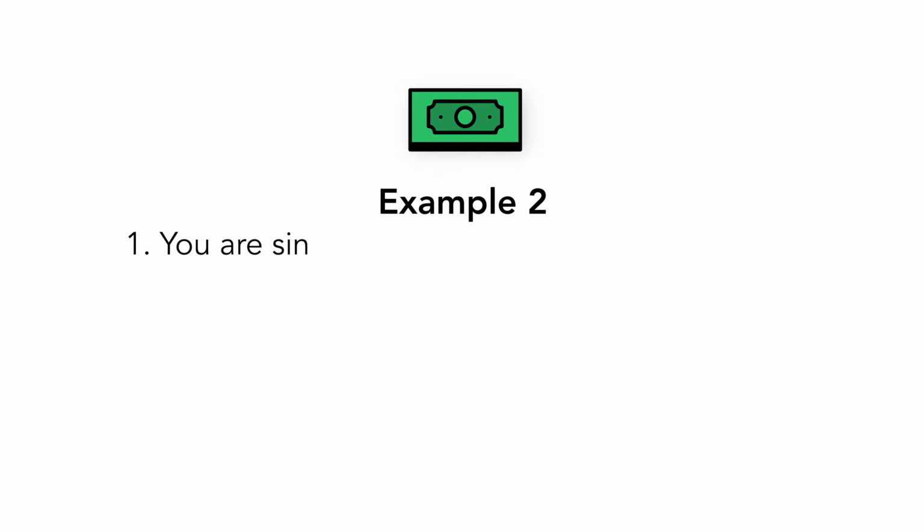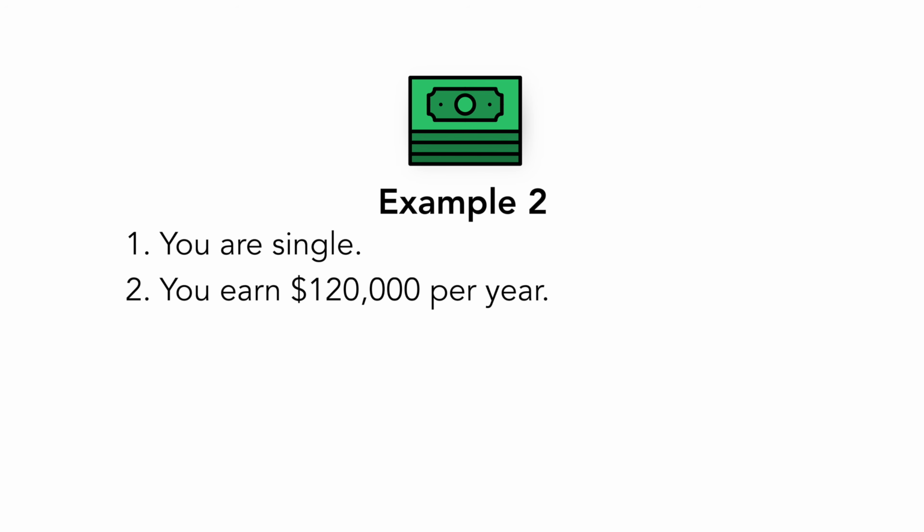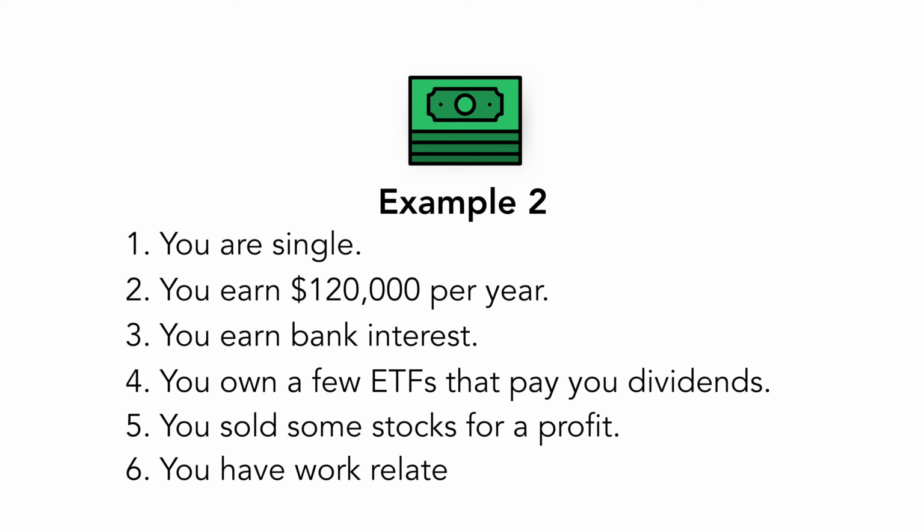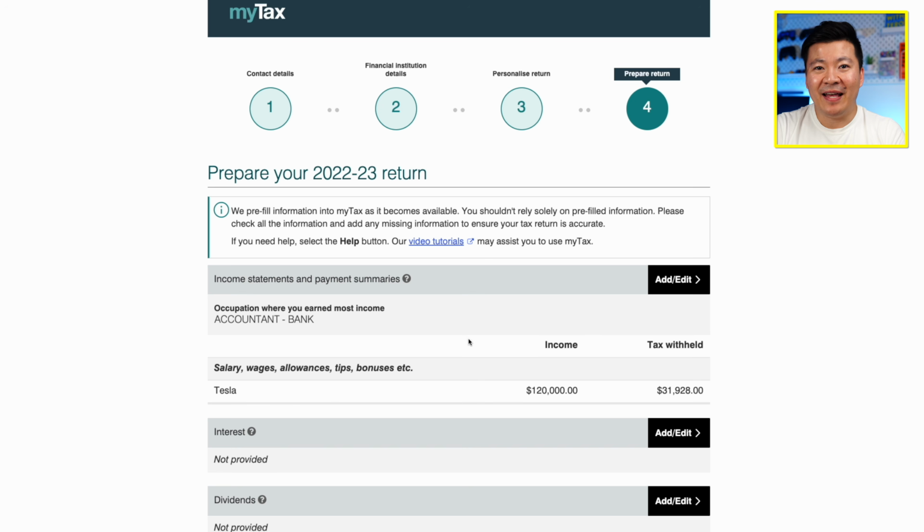In this scenario, you are single and you earn $120,000 per year. You have some money in the bank which pays you interest each month. You own a few ETFs that pay you dividends and you sold some stocks during the year for a profit. You also have receipts for a few work-related expenses. So once again, this is your salary for the year and this is your total tax withheld.